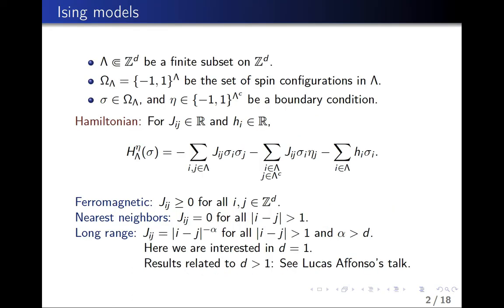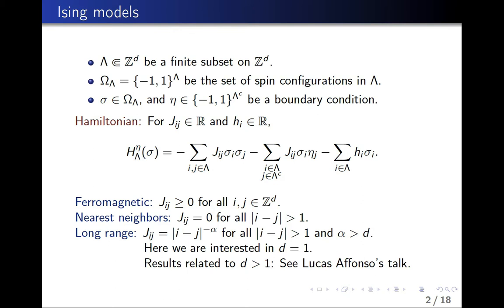Let us introduce the Ising model. Let Λ be a finite subset of Z^d, Ω_Λ the set of spin configurations in Λ, σ an element of Ω_Λ, and η, a configuration outside Λ, is called the boundary condition. The Hamiltonian of the Ising model is given as the following, where J are the interactions and h are the external fields. We say that the Ising model is ferromagnetic if the interaction is non-negative.